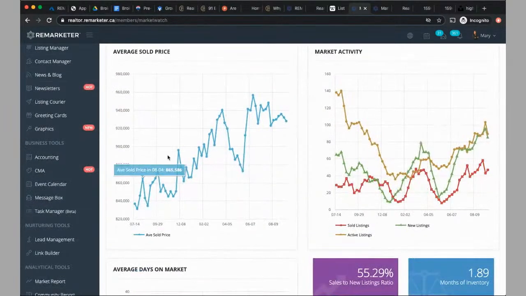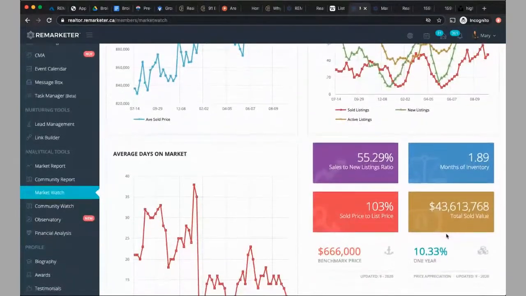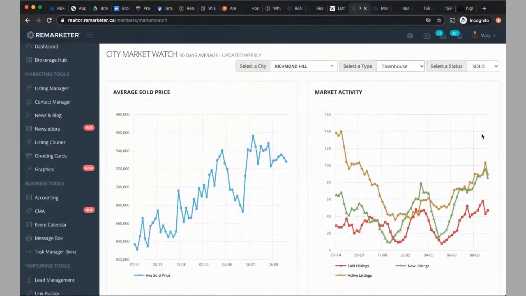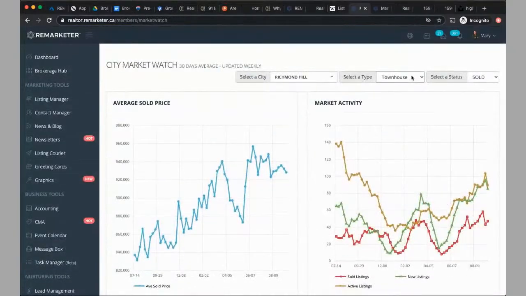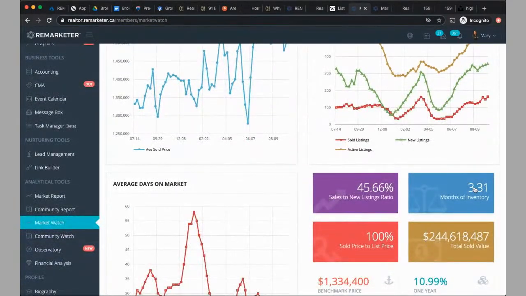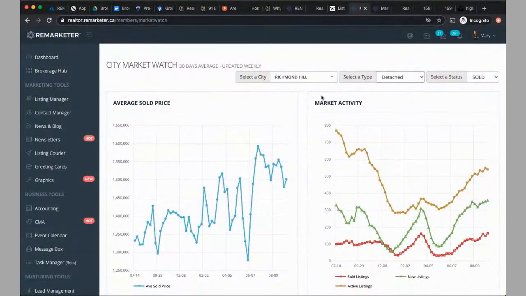And this is the actual average price growth in the past few weeks, and then the actual market stand right there. You can see that, for instance, the months of inventory for townhouses in Richmond Hill is about 1.89, but when we're looking at detached properties, the months of inventory is about 3 times as much as that. So townhouses come and go, right? But detached properties stay longer in the market in Richmond Hill right now.